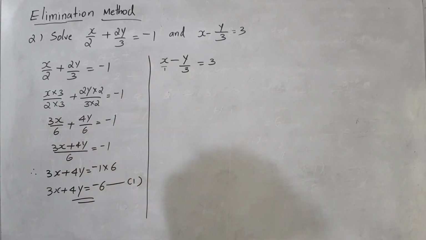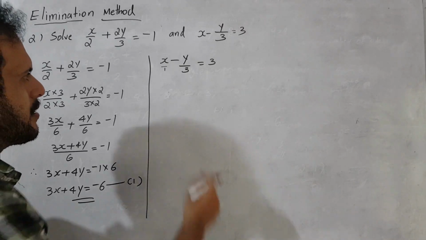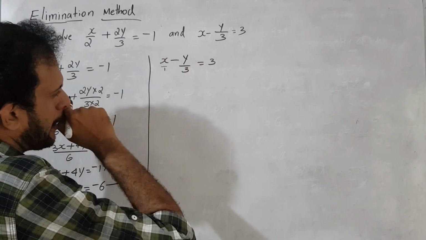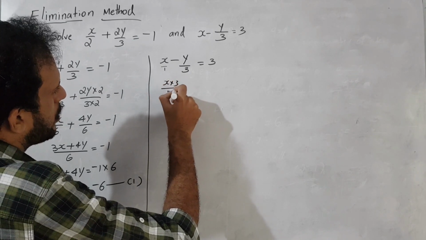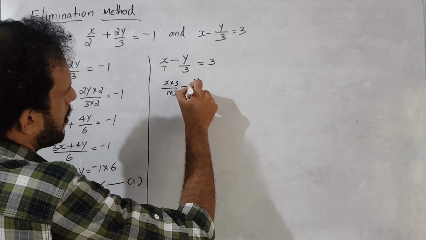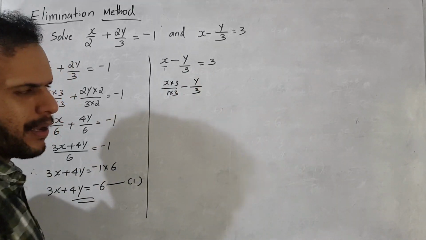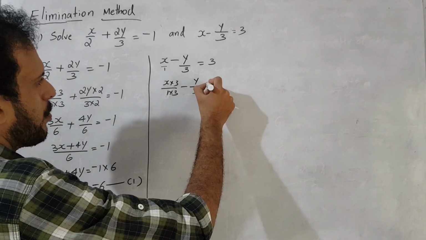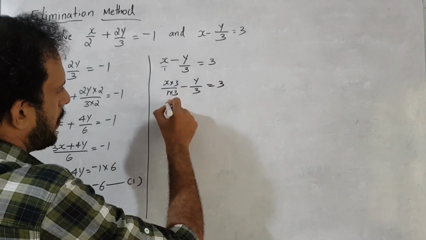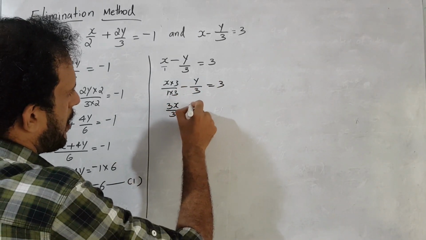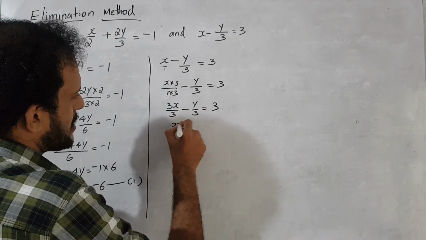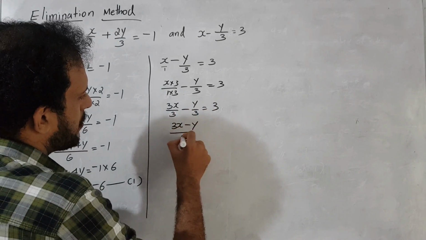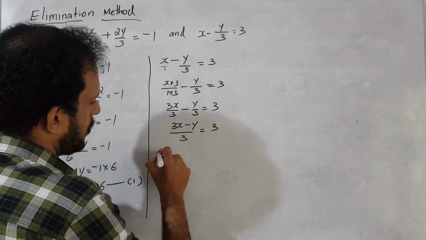x by 1 minus y by 3 is equal to 3. Then what is next? Then we equalize the denominator. x into 3 by 1 into 3 minus y by 3, because it's already there by 3. Correct? So is equal to 3. Then 3x by 3 minus y by 3 is equal to 3. Then 3x minus y by 3 is equal to 3.